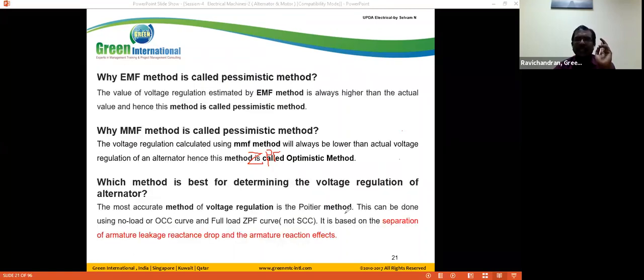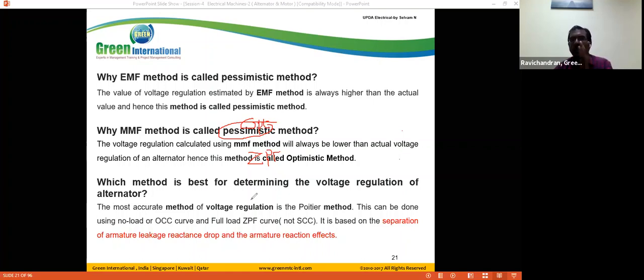So definitely from this slide, they may ask a question. The EMF method we call the pessimistic method, and the MMF method we call the optimistic method. I typed it wrongly; here it is not pessimist, here it is optimist. So the EMF method is a pessimistic method, the MMF method is an optimistic method, and the zero power factor method is the exact, correct one.